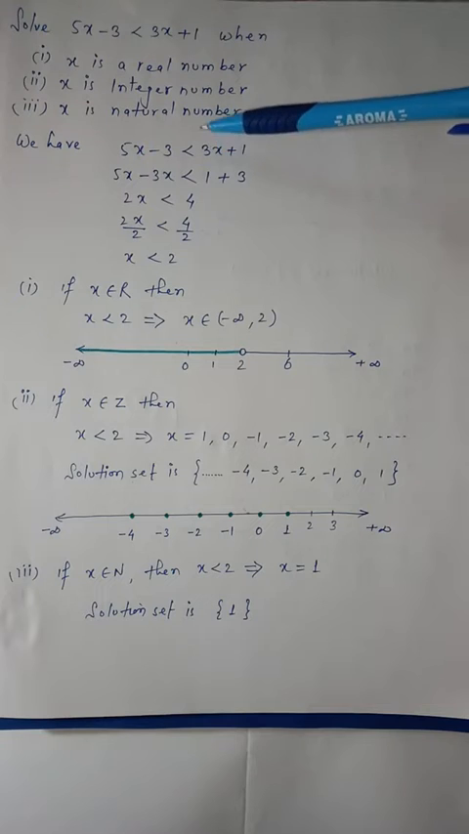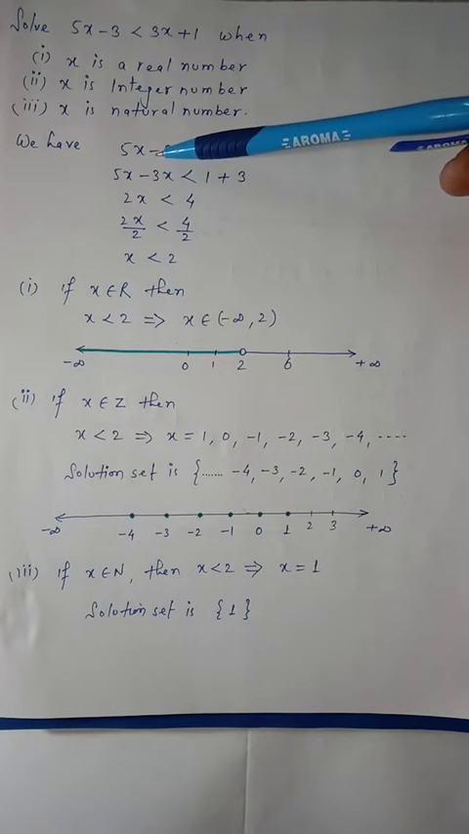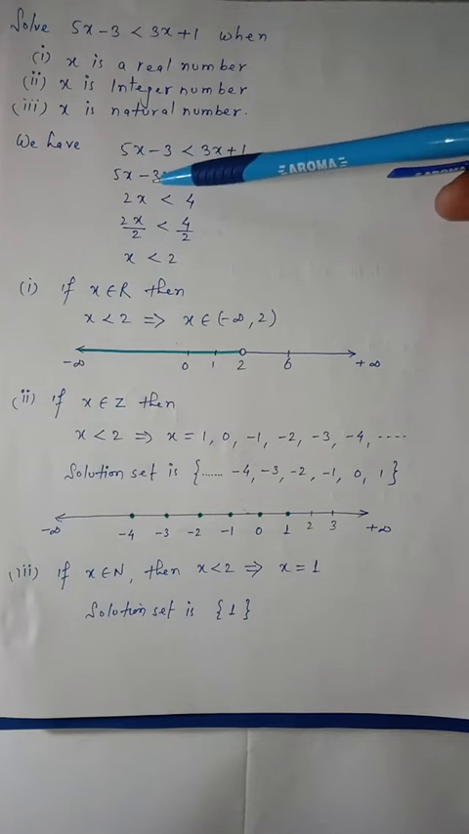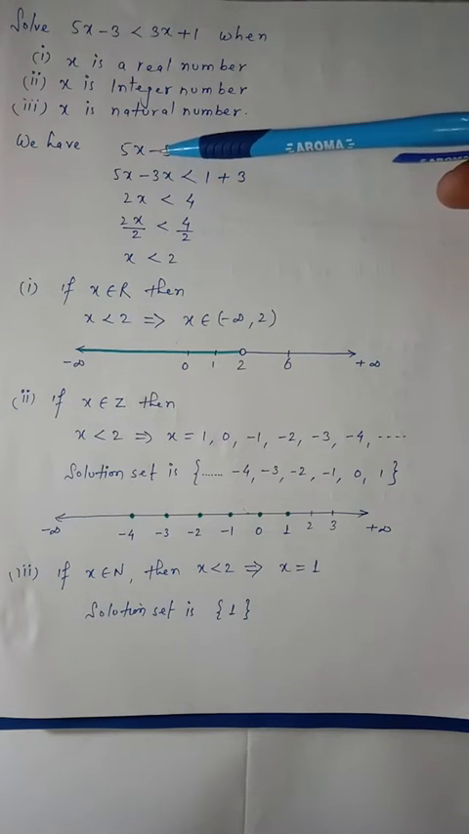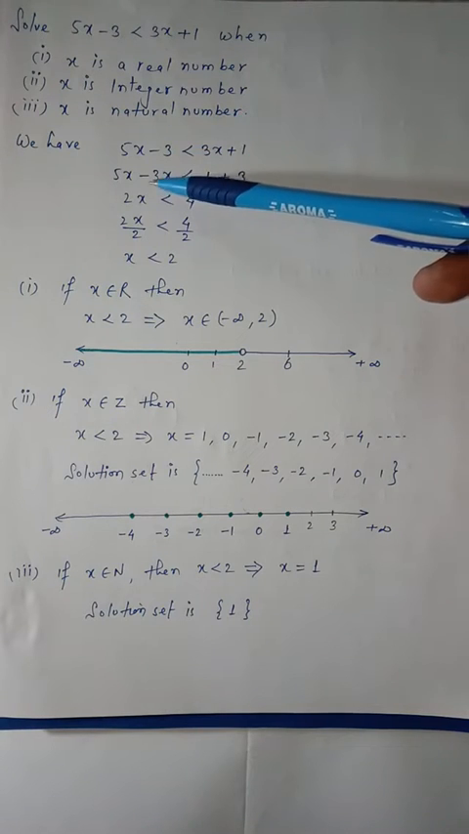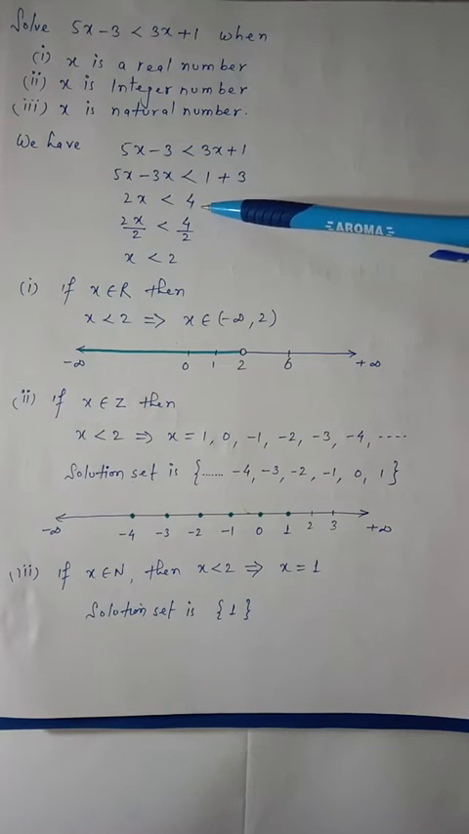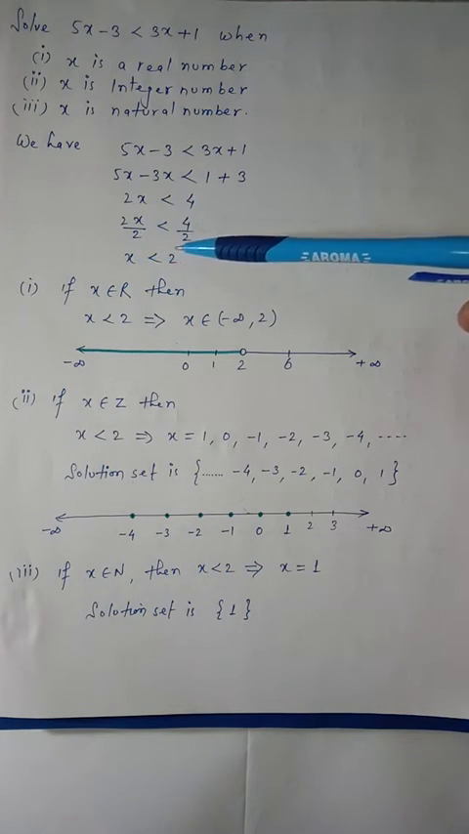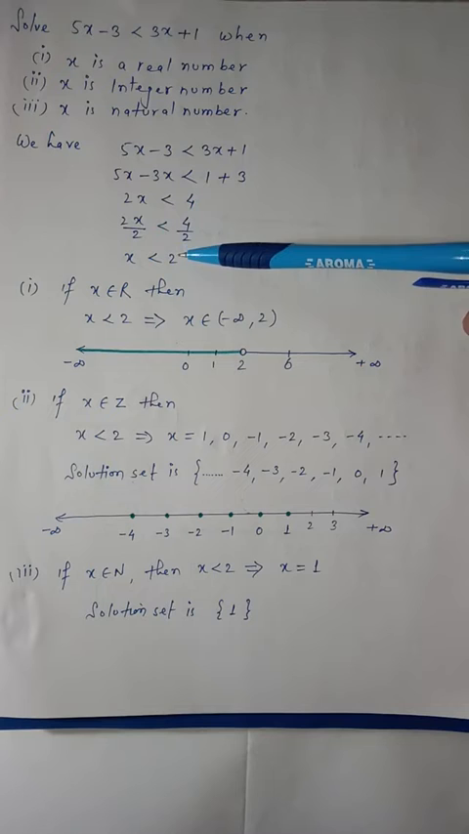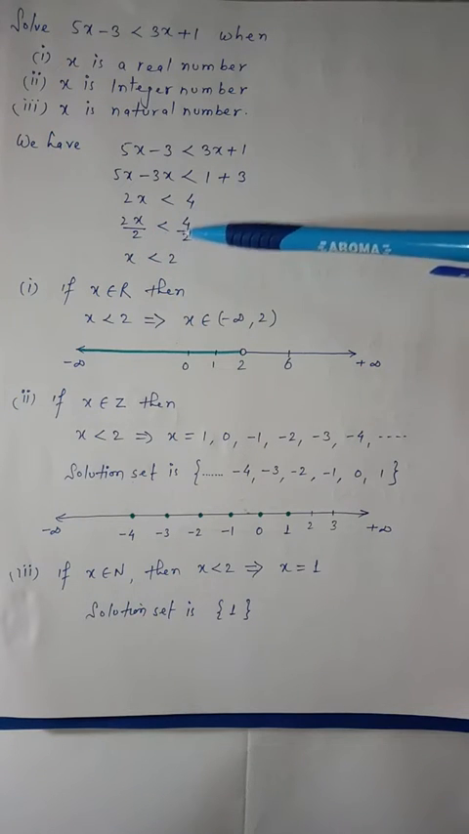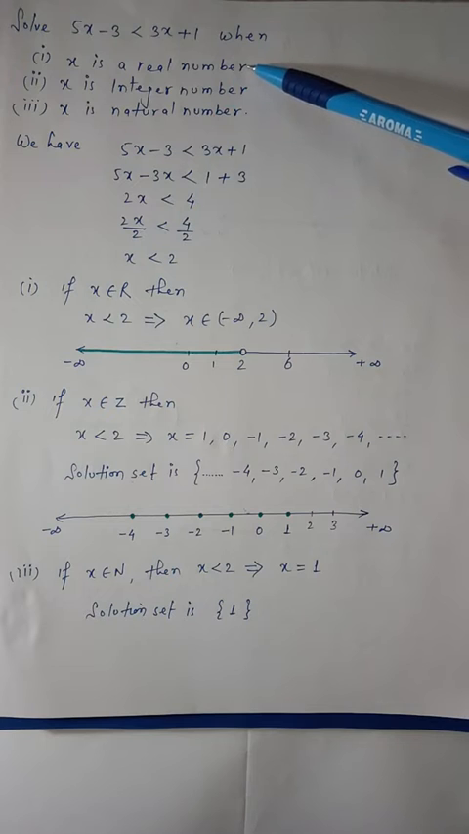Transfer this 3x to the left hand side and this minus 3 to the right hand side. So this becomes 5x minus 3x less than plus 3 plus 1. Now this is 2x less than 4. Divide both sides by 2. So you will get x less than 2. So this is our actual solution, that x is less than 2. But we have to see the condition also.